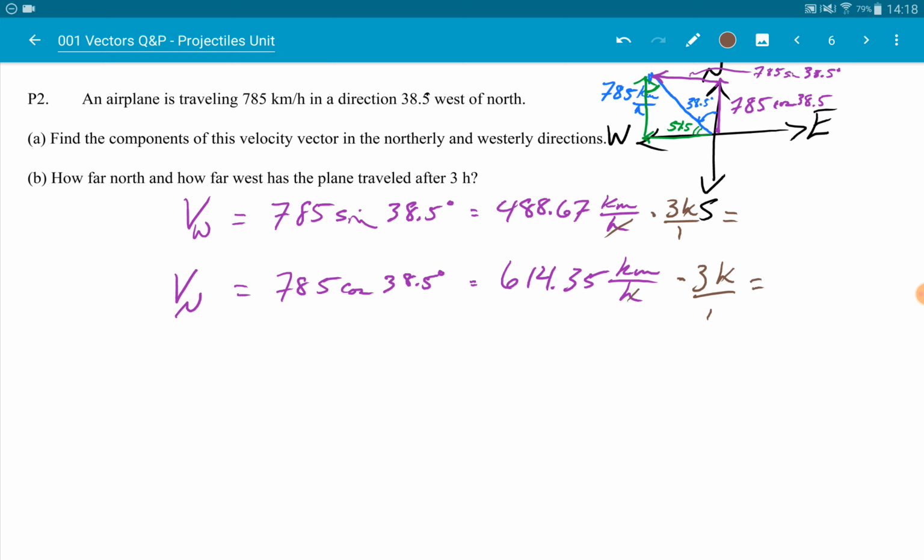And so if I multiply that one by 3, I get 1,843.04 kilometers there. And make sure that you're not rounding beforehand, but only rounding at the very final answer. And when you do that for the other one, you get 1466.02 kilometers. Boom, that's it.